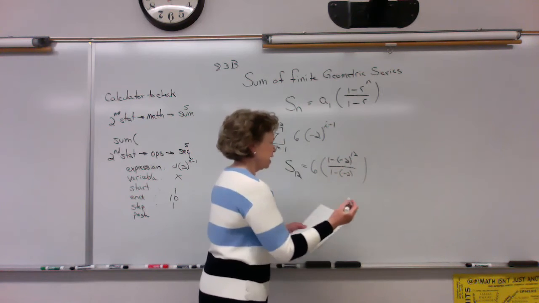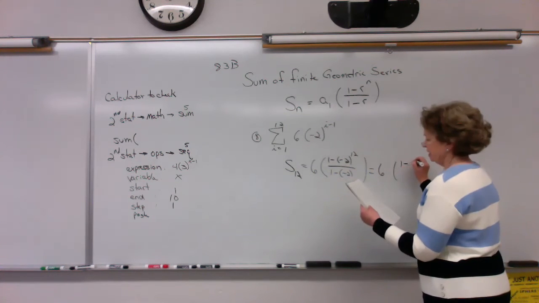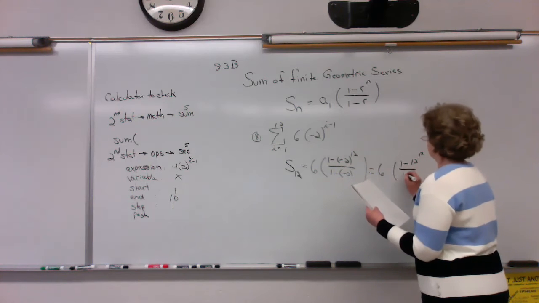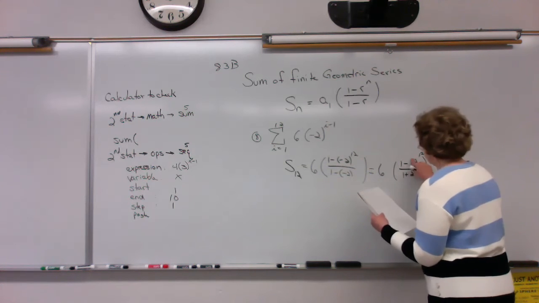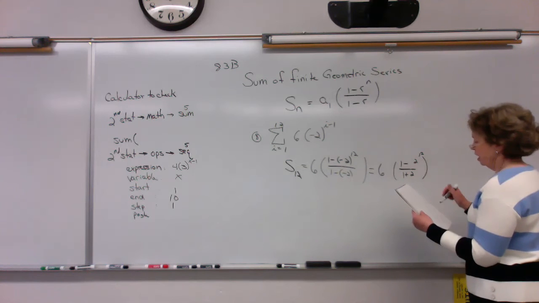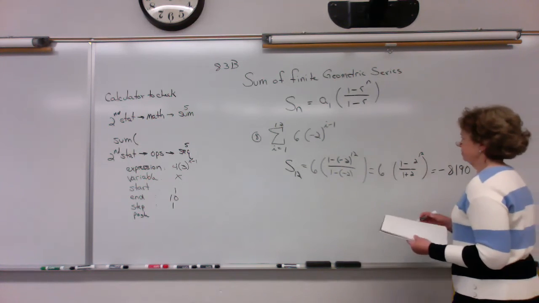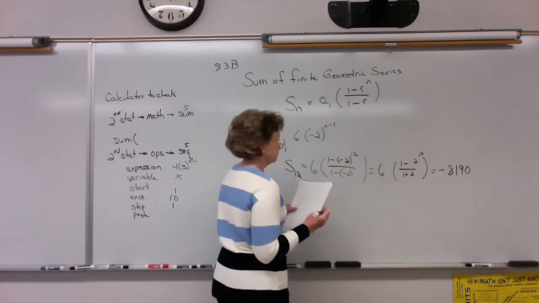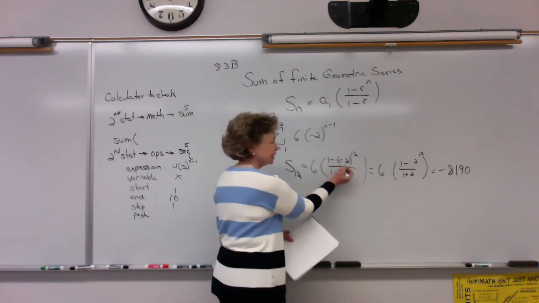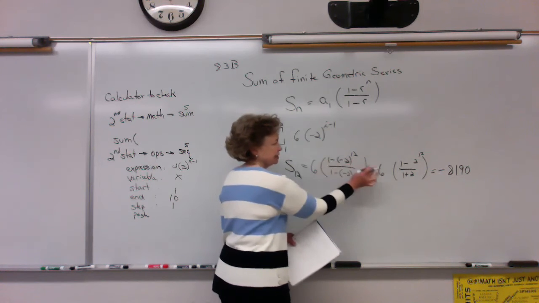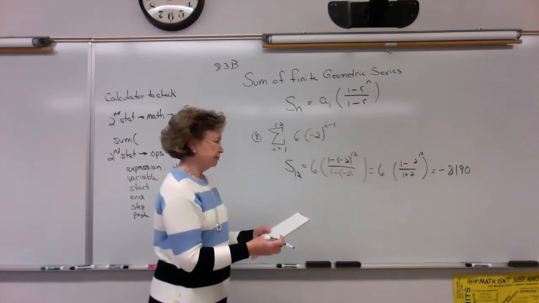I'm going to plug it into my calculator: 6 times 1 minus negative 2 to the 12th, over 1 plus 2. And that's going to be negative 8,190. We have a positive number when I raise negative 2 to that even power, and so 1 minus 2 to the 12th, in case you're stuck on that.